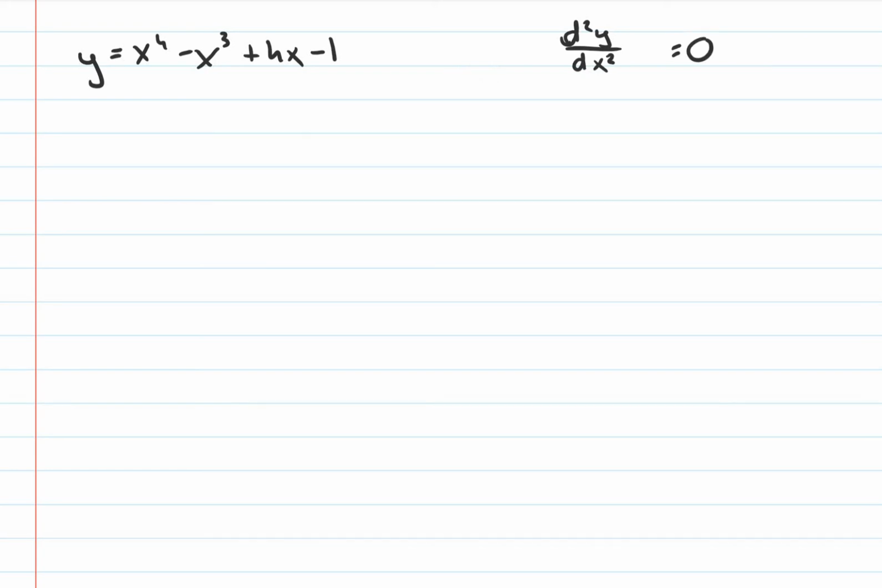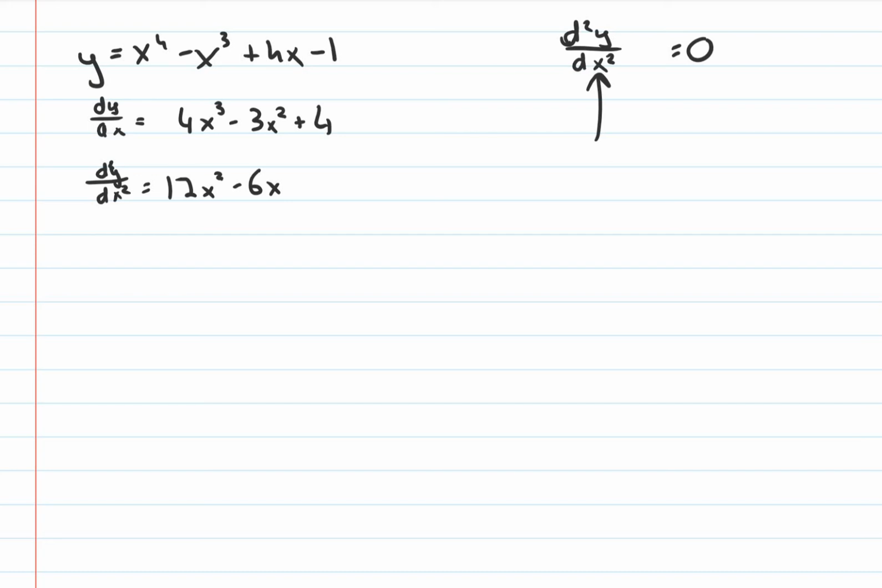So first of all, I'm going to differentiate it, and I'm going to find out what that is. So differentiated once, dy dx, and we'll get 4x cubed minus 3x squared plus 4. Okay, and differentiate a second time. d squared y over dx squared equals 12x squared minus 6x.